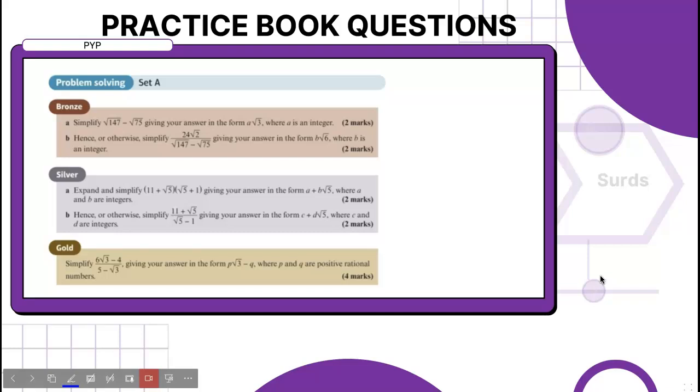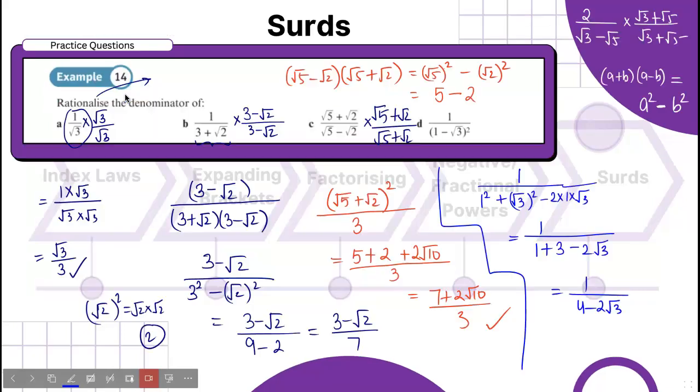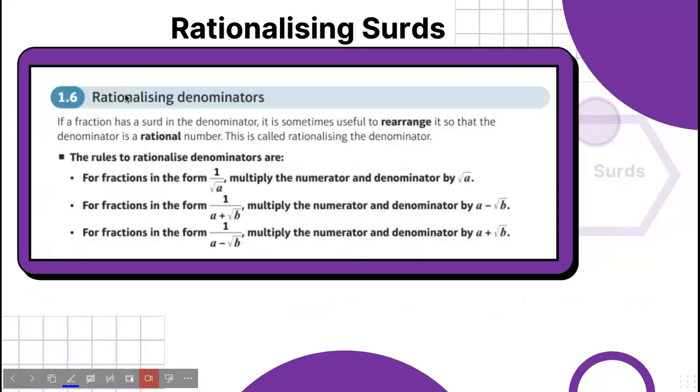Now we have some questions from the practice book. These are bronze, silver and gold questions. So let's go through them one by one. We have to simplify this. 147, I think we saw it somewhere. It was 3 times 49, if I'm not wrong. We did it.